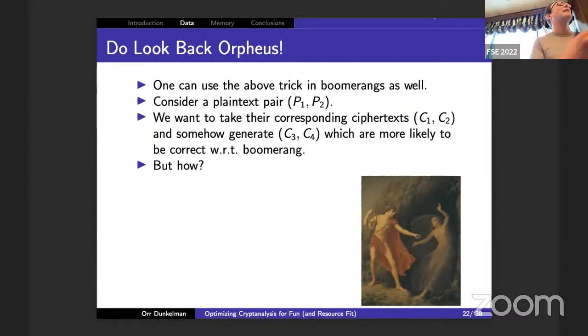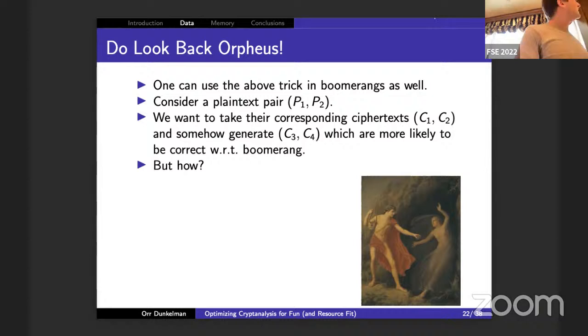But for those of you who don't know the story, Orpheus went to Hades to save the soul of his beloved, and he was told, don't look back. And then, of course, he looked back and everything was lost. I'm trying to do the same with boomerangs, because I'm sending the boomerang, and then Sean Murphy showed that the boomerangs don't always return, which was not very nice of him. And this puts him in not a very good position, like he's responsible for Hades or something like that.